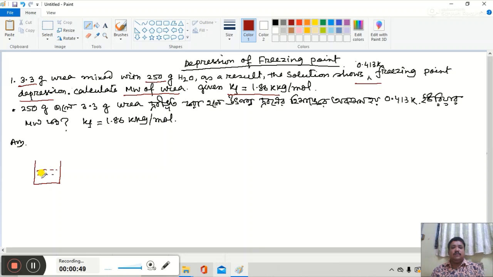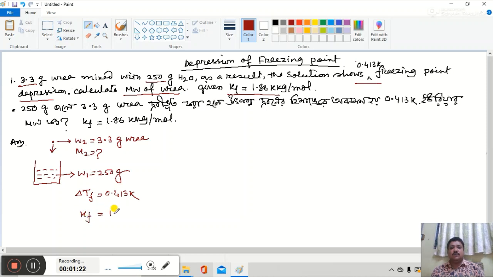Now, if we draw a picture, then we can see that W1 is equal to 250 gram, W2 is equal to 3.3 gram urea, M2 is equal to question mark, del Tf is equal to 0.413 Kelvin and Kf is equal to 1.86 Kelvin kg mole inverse.